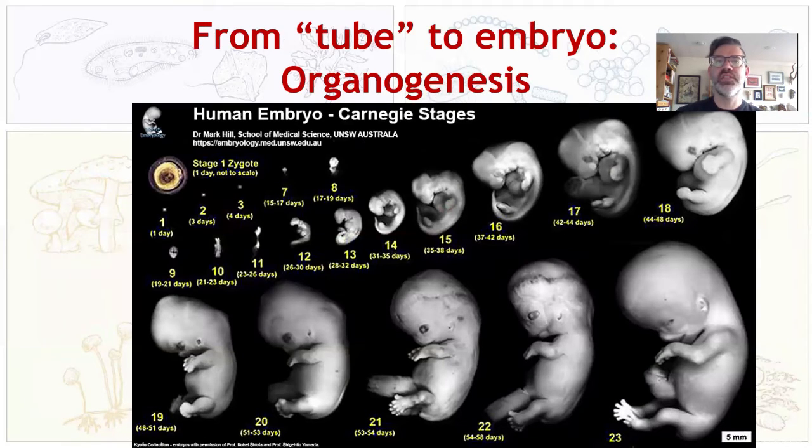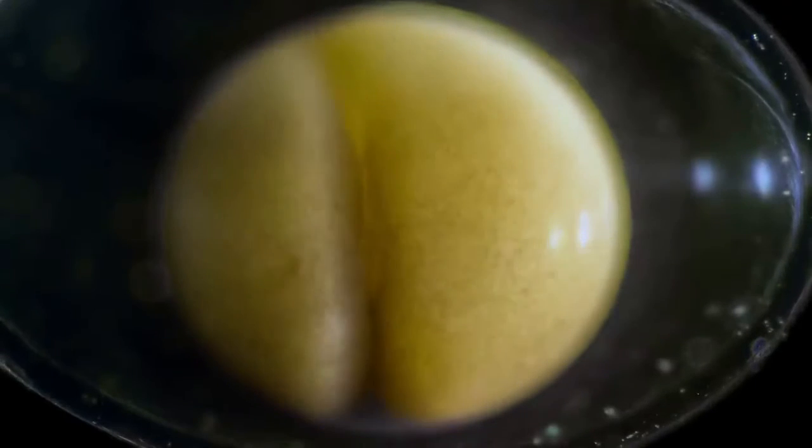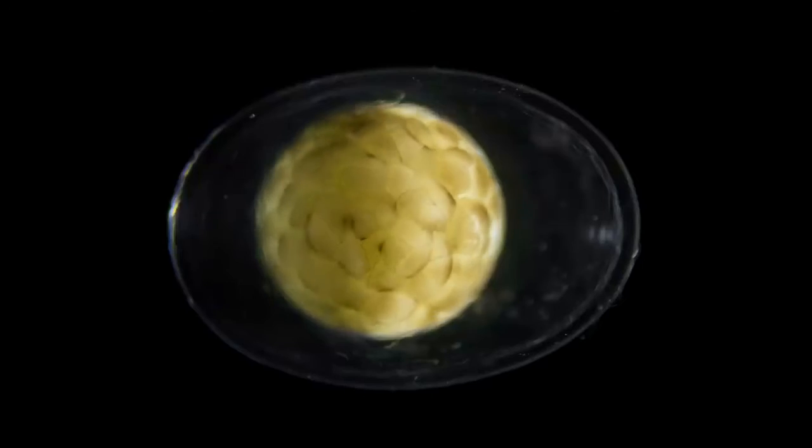From there, the ball of cells continues to divide and grow. Organs are formed through a process known as organogenesis, and amazingly, from a single cell forms a multicellular embryo that will eventually become a complex life form, independent of its mother. Stage 22 on this diagram takes 54 to 58 days, and at this stage, the embryo is the size of a blueberry. I wanted to show you a time-lapse video of a salamander developing from a zygote to a larvae.